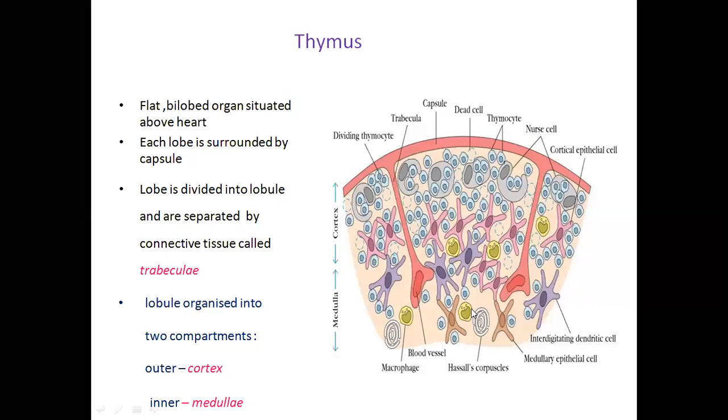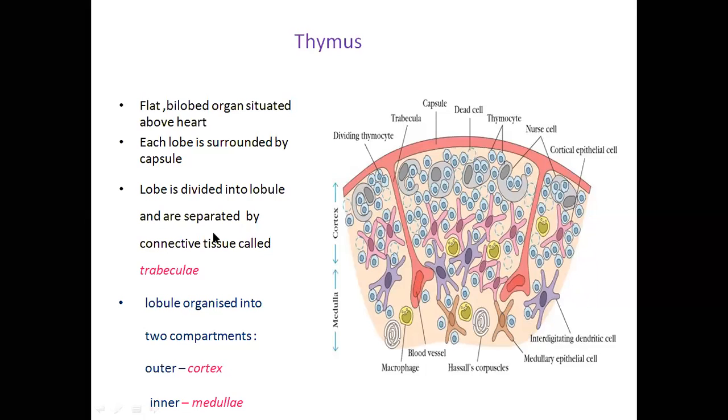Within the medullary area, you will find the presence of macrophages. The presence of blood vessels will be in the medullary area. Then this is the Hassall corpuscle. Then these are dendritic cells which are present, and these are the medullary epithelial cells. So you see, these two areas have been divided inside the thymus.